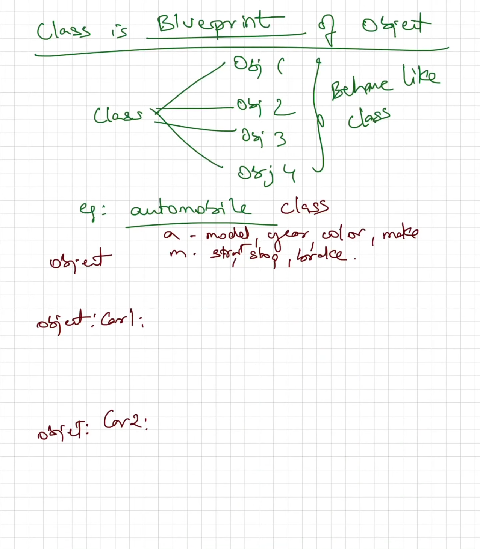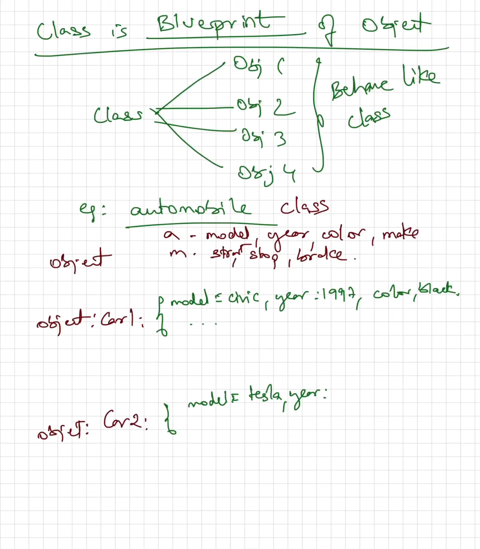Inside car1, we have the values: model equal to Civic, year equal to 1997, color equal to black, and so on. In another car, we have model equal to Tesla, year equal to 1950, color equal to yellow.